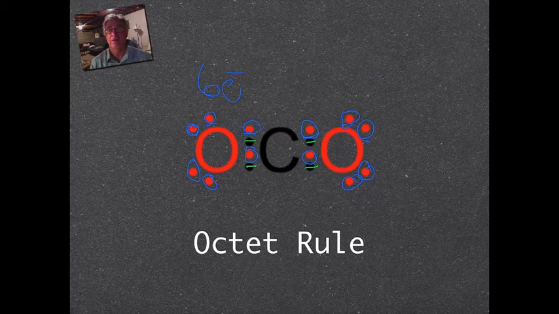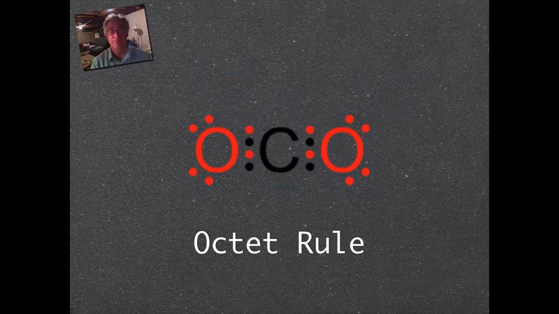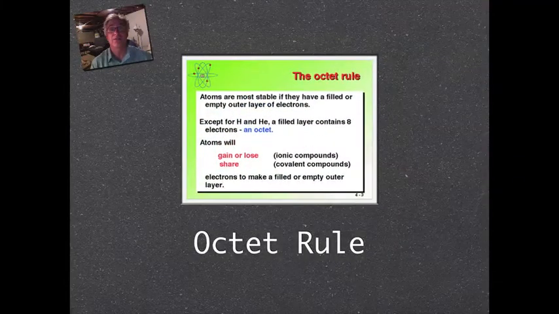So at the very end of the day, each one of these oxygens has 8 electrons. The carbon has 8 electrons. They're extremely happy. Now let's take a look at the official definition of the Octet Rule. Atoms are most stable when the outer valence is filled with electrons, and in particular 8 of them. Except for hydrogen and helium, a filled layer contains 8 electrons, called an octet.